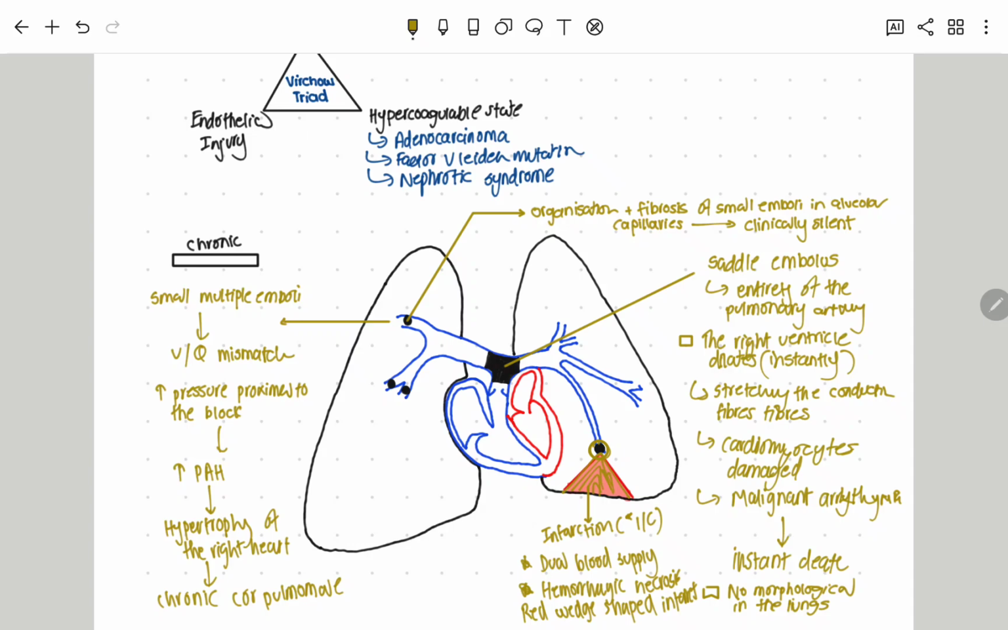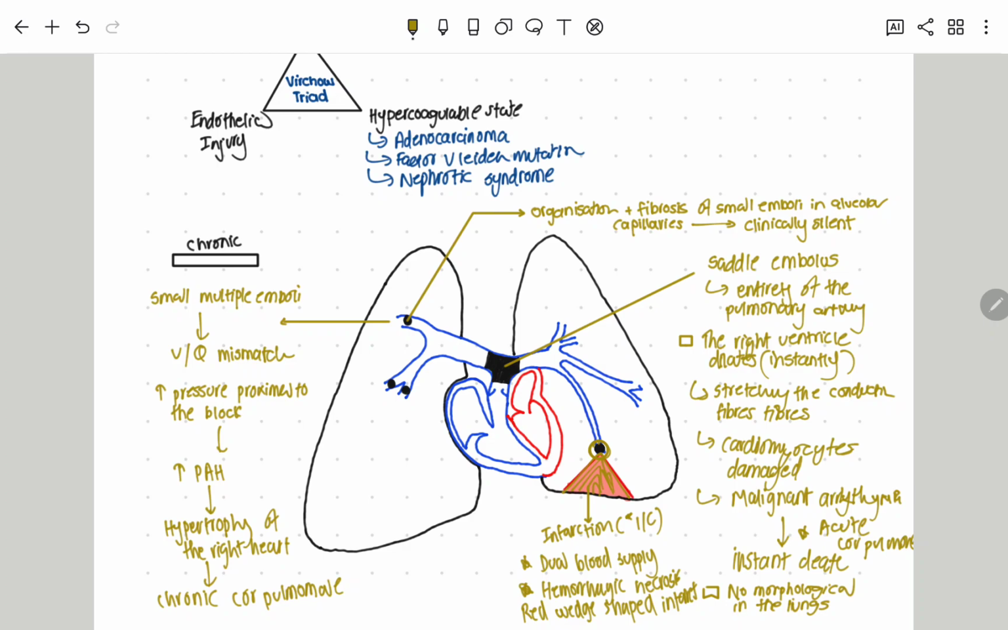The third manifestation is a saddle embolus, which just results in death straight away because of malignant arrhythmias that are caused by the dilation and the stretching of conducting fibers of the heart. And this in turn is actually what we call acute cor pulmonale. So heart failure that occurs secondary to lung diseases in this case. Obviously, a pulmonary embolism is within the artery itself, but you get the point really. So that's how you differentiate between a chronic cor pulmonale, which is a long-standing process, versus an acute cor pulmonale, which happens instantly.